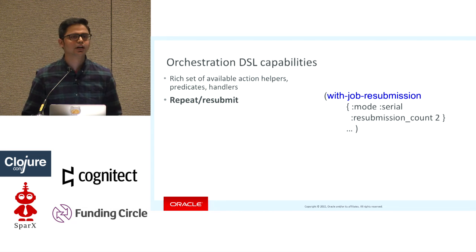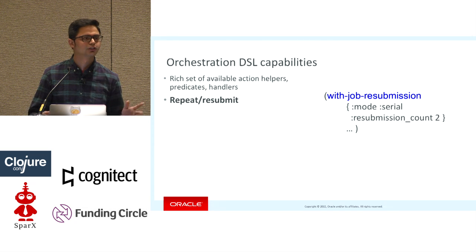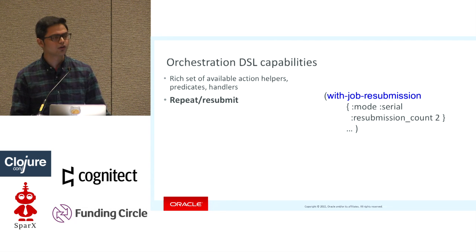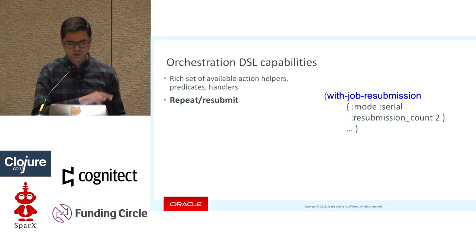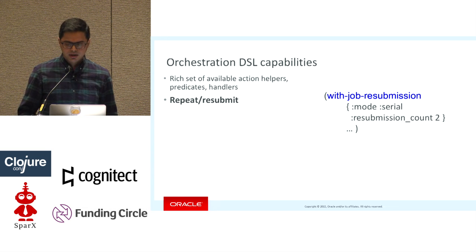Some of the capabilities that a DSL provides you are functions that you can use in your orchestration or in the action block of a specific handler. So you get a rich set of action helpers, things like repeat and resubmit jobs until a certain condition is satisfied, right? What this would do is the orchestration engine would submit all the jobs and tasks that were started within this wrapper, and if they failed, it would keep resubmitting based on the behavior you've configured. So in the example here, you can resubmit in a serial mode twice until it's successful, things like that.